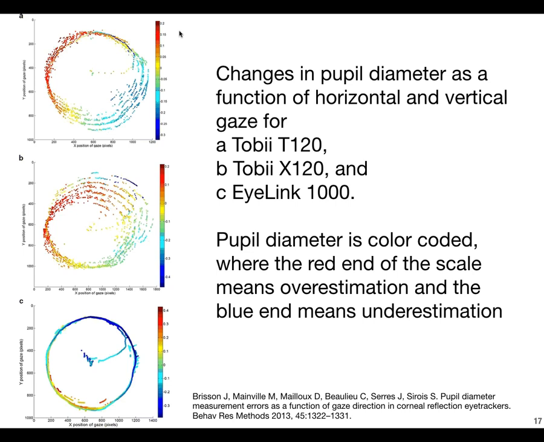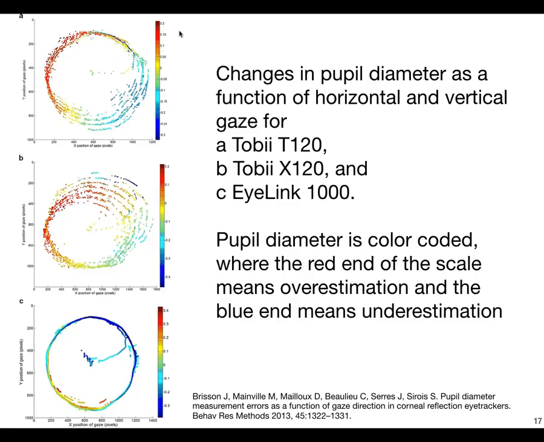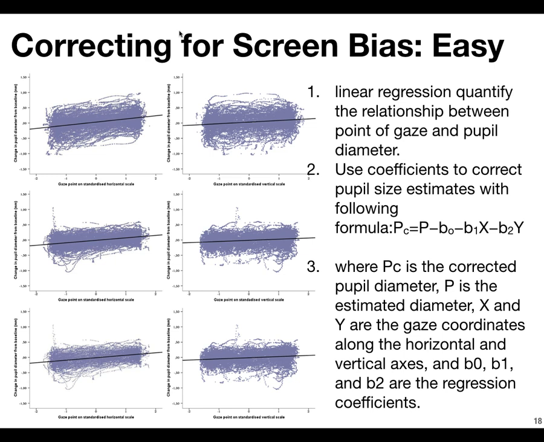That's the simple solution. The other way is you can actually map out these changes of pupil size across the screen and correct for them in your analysis. So again, how do you do this? And this all comes from this paper here. What we have here are the three eye trackers, with the coordinates on the horizontal and vertical scale for the older Tobii, the more up-to-date Tobii, and the iLink. What you can do is a simple linear regression to quantify the relationship between the gaze and the pupil diameter. You can then use the coefficients from that linear regression to correct for the bias, or the change in pupil size as a function of x and y on the screen.